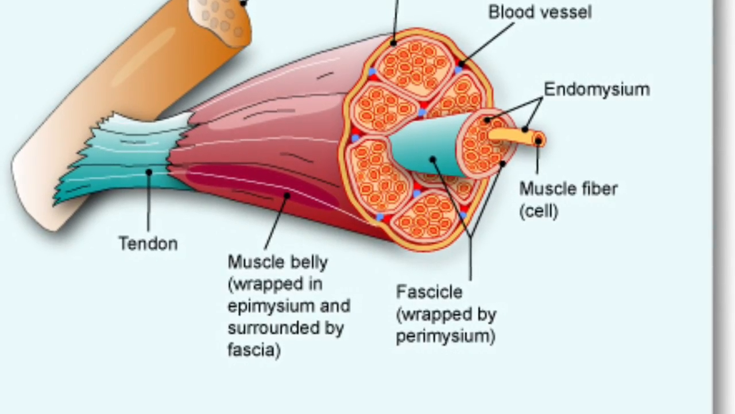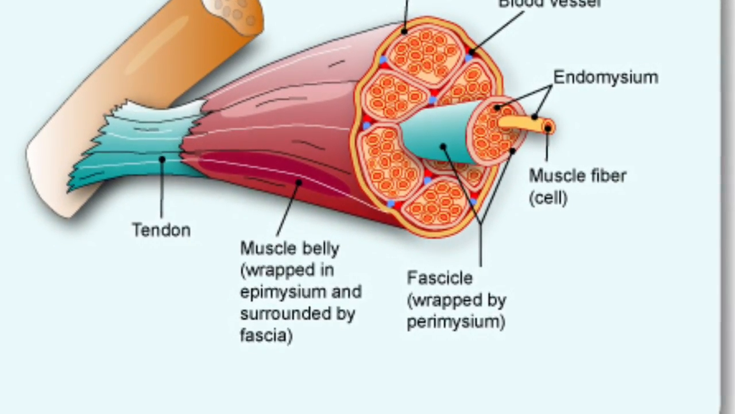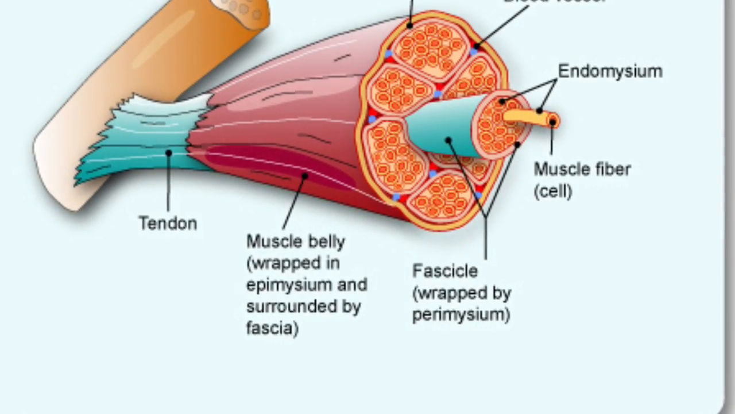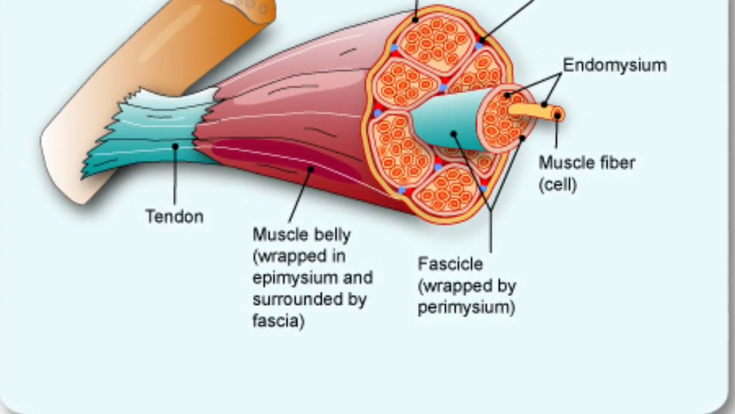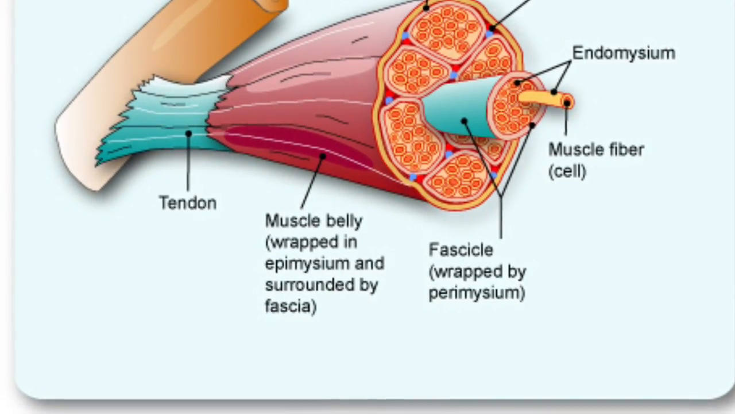There are bundles of muscle fibers in the belly which are surrounded by the perimysium. These bundles are referred to as fascicles. Muscle fibers are composed of myofibrils. Within the myofibrils are sarcomeres. Sarcomeres are striated because they alternate between thick and thin filaments.